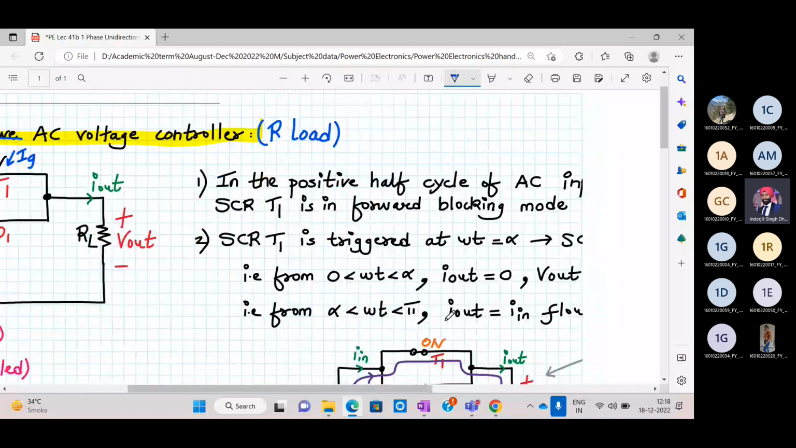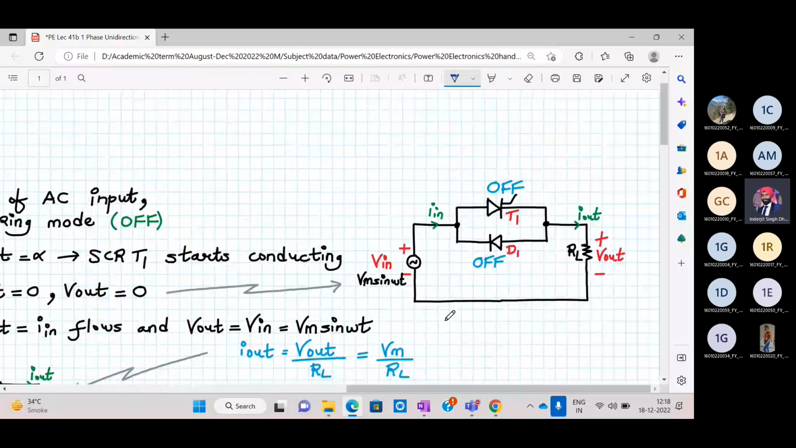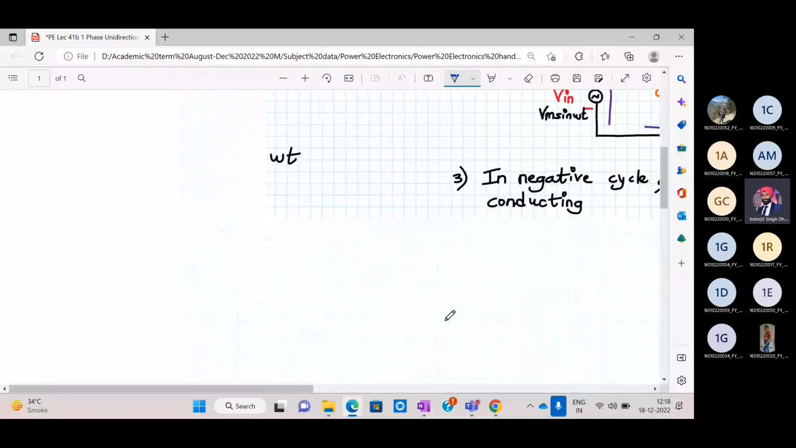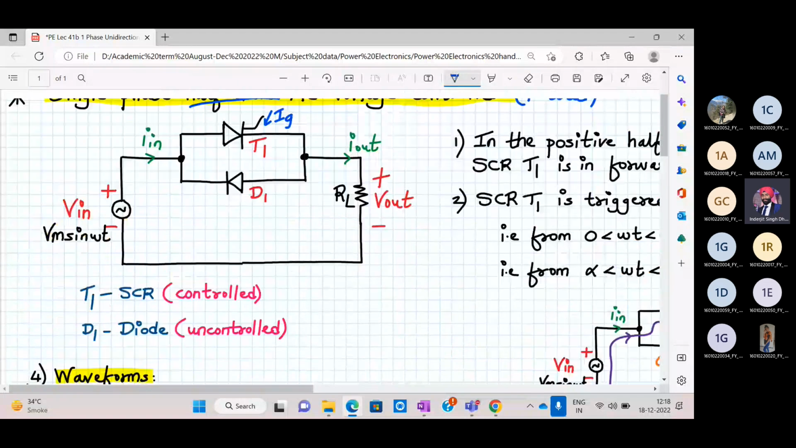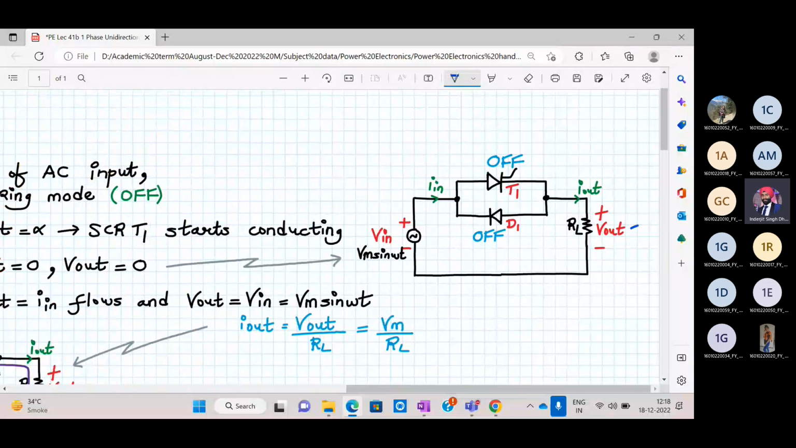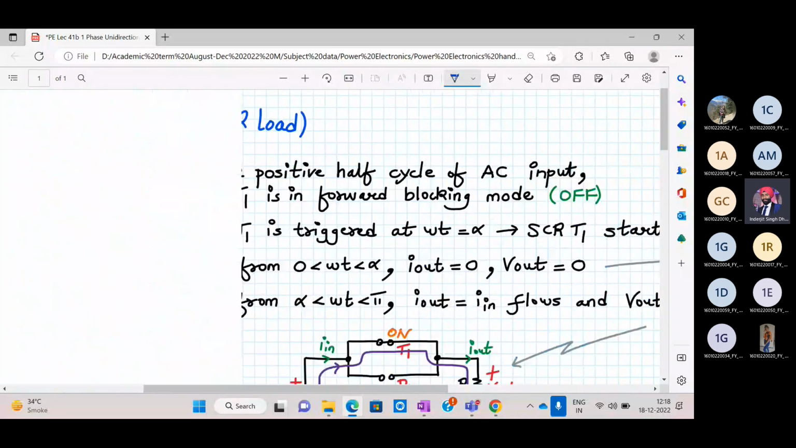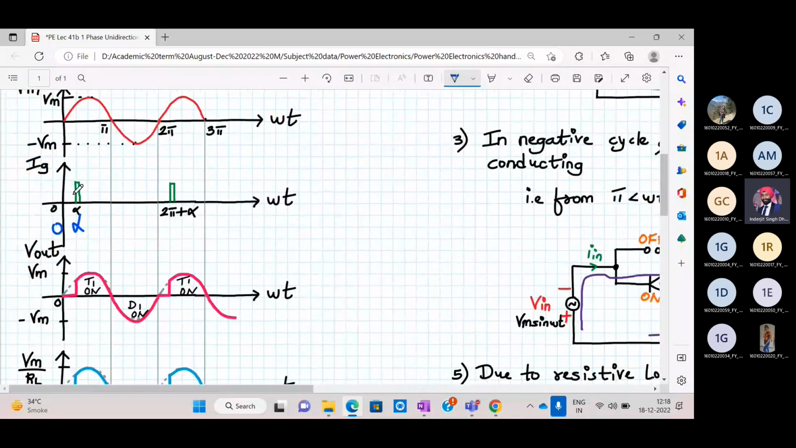So from the period 0 to, let me go over here. So this is my AC waveform. From 0 to alpha, none of the devices are on. I mean, D1 is off, T1 is also off. So at the output, you will have zero voltage because current is not flowing. I out is zero, both are off. Now, as soon as you apply alpha, that is the triggering gate pulse, your T1 turns on.